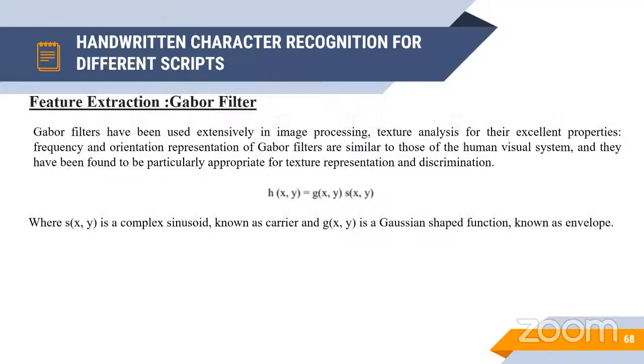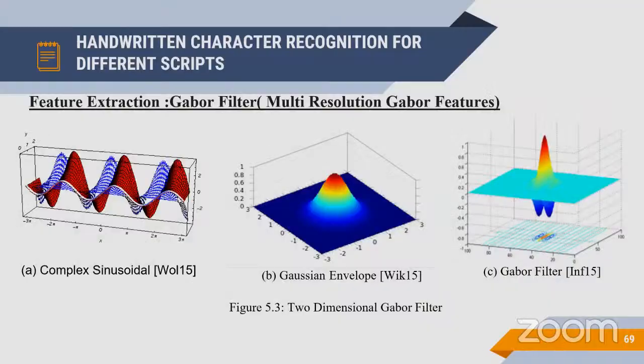The Gabor filter has been used extensively in image processing and texture analysis for its excellent frequency and orientation representation properties. The equation is h(x,y) = s(x,y) g(x,y), where s(x,y) is a complex sinusoid known as the carrier, and g is the Gaussian-shaped function known as the envelope. The Gabor filter provides multi-resolution Gabor features, a complex sinusoidal Gaussian.